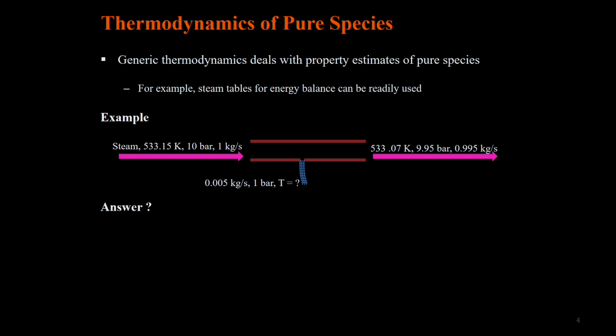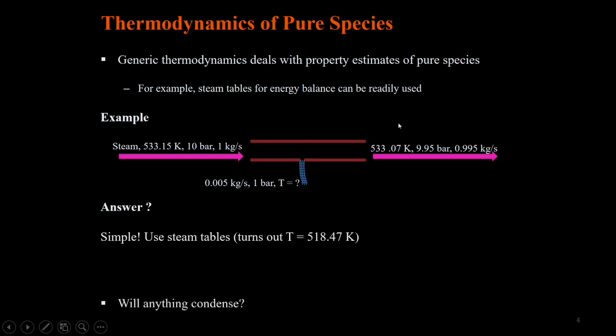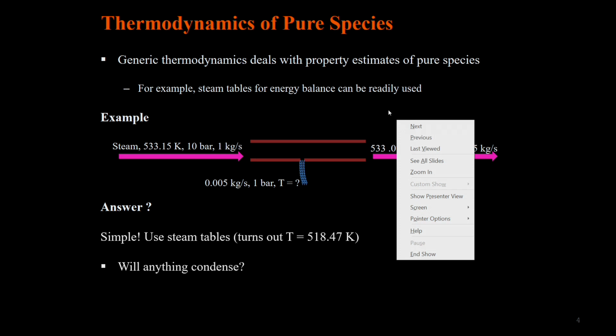If I need to solve this problem, I need to do an energy balance on this process, and one can actually look up the steam tables and obtain that the temperature of the steam that is coming out of the pinhole is about 518 Kelvin. It's a pretty straightforward calculation using what are known as steam tables. This is for pure species. Again, if a question is asked whether anything would condense out of this process, one can again go back to steam tables and find out if something would condense or not.